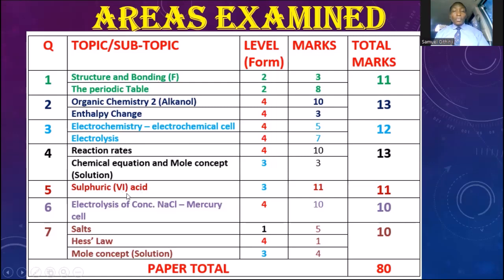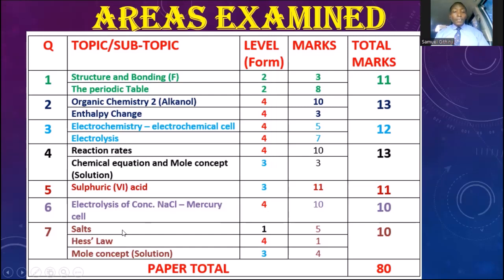Then question 5, sulfur and its compounds, specifically the chemistry of sulfuric acid. Something I took you through, my student. Chemistry of sulfuric acid, form 3, 11 marks there. Question 6, a repetition of electrochemistry once again, but this time around is application of electrolysis there. You can see that's form 4 work, 10 good marks.